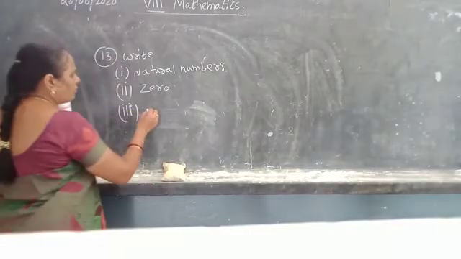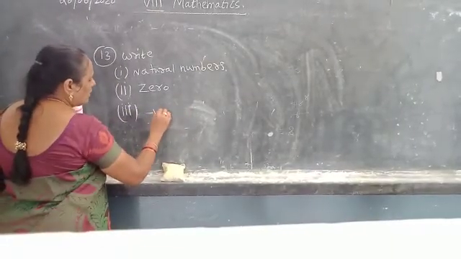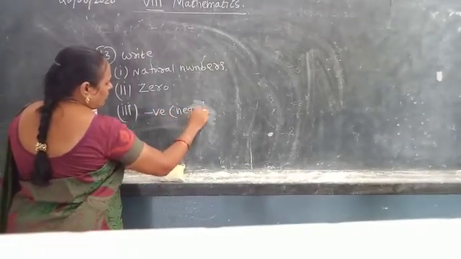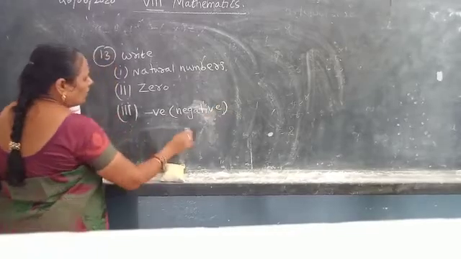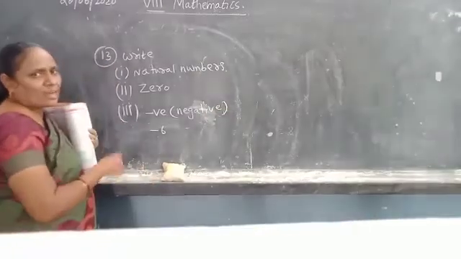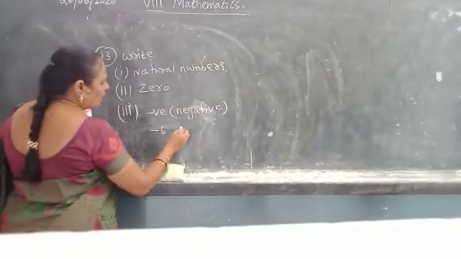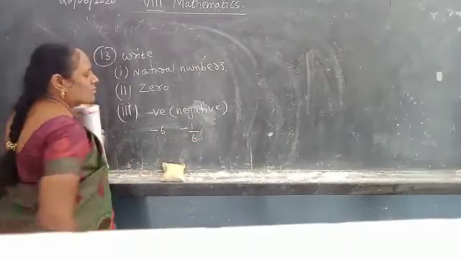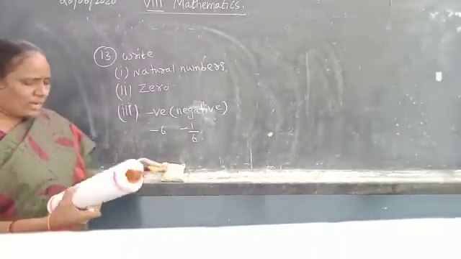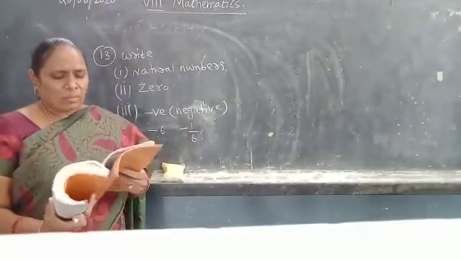And the third one is the reciprocal of a negative number. The reciprocal of a negative number is negative only. Suppose minus 6 is there, just now I said, what is the reciprocal of minus 6? Minus 1 by 6. So here we end the exercise 1.1.